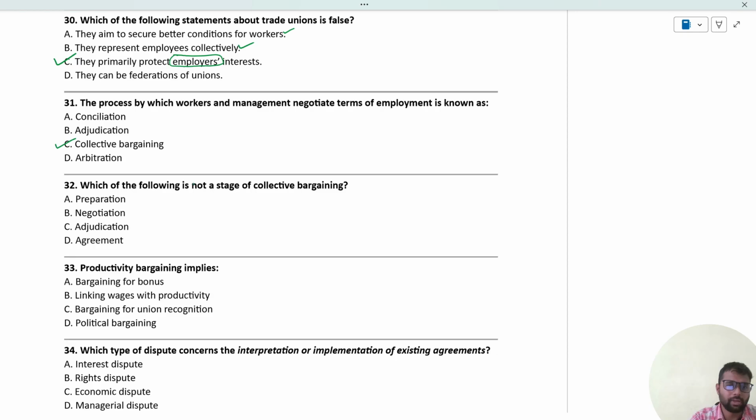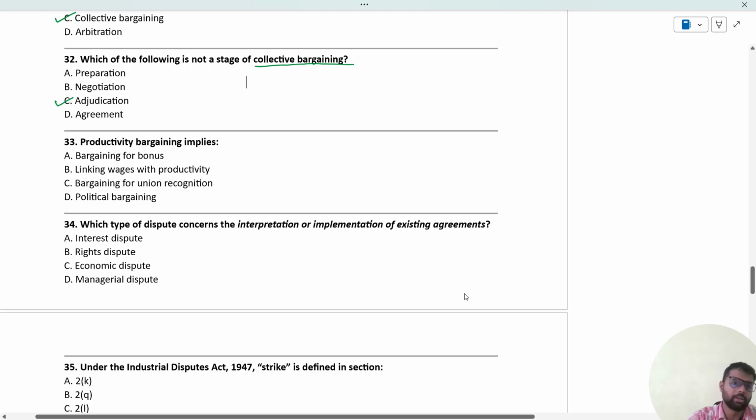Question number 32. Which one of the following is not a stage of collective bargaining? In the collective bargaining, we have seen there are different stages. Which one of the following is not a stage in it? Question number 32, correct answer would be adjudication. The stages are preparation, negotiation, agreement, implementation, and then after the agreement tenure is complete, you will negotiate or sign to restart the agreement. So adjudication is not done in the collective bargaining. Adjudication is basically done in a tripartite conflict resolution methodology.